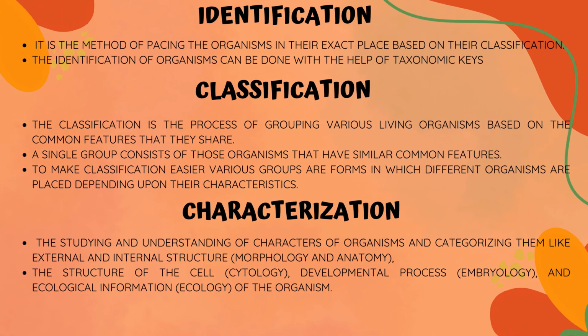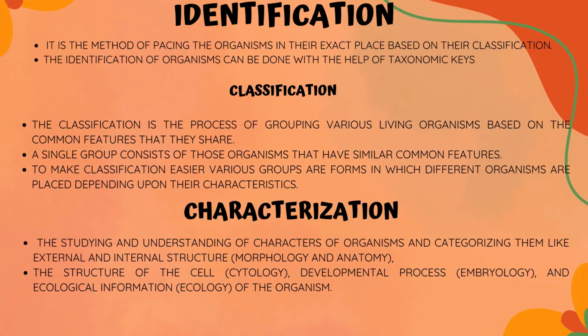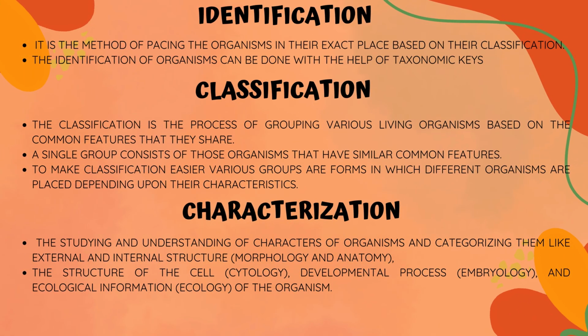Third, classification. Classification is the process of grouping various living organisms based on the common features that they share. A single group consists of those organisms that have similar common features. To make classification easier, various groups are formed in which different organisms are placed depending upon their characteristics. Coming to the last part, characterization. It is the studying and understanding of characters of organisms and categorizing them, like external and internal structure, morphology and anatomy, the structure of the cell, cytology, the development process, embryology, and the ecological formation, ecology of the organism.